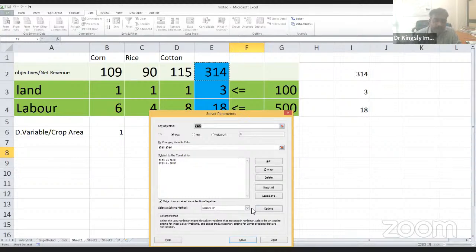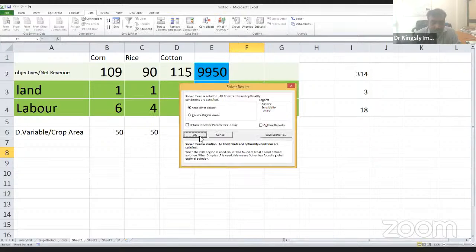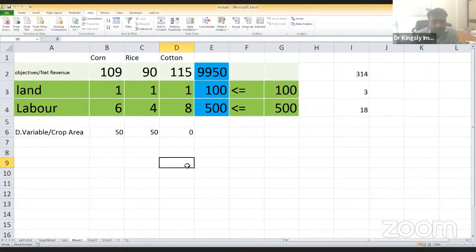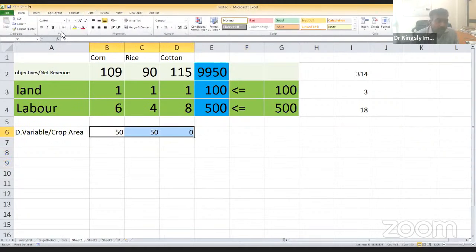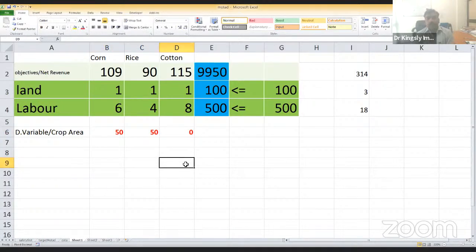Simplex LP, already I mentioned. You remember, make unconstrained variables non-negative. Okay. Let us run it. So it gives me OK. What it says, this is my decision cell. Let me put it in red color or yellow color. I put red color. I hope it may be a little visible to you. According to this model, it says if you allocate area under corn and rice, your net revenue will increase.